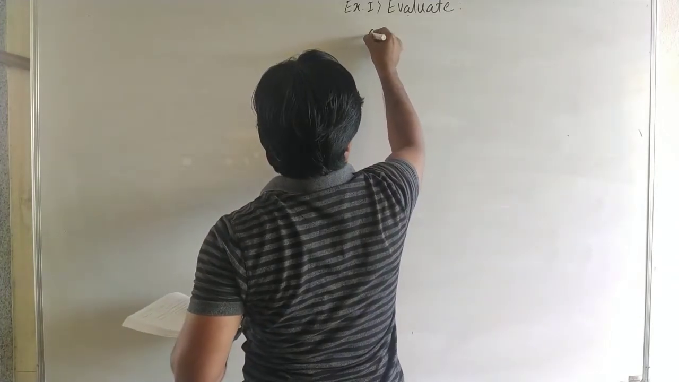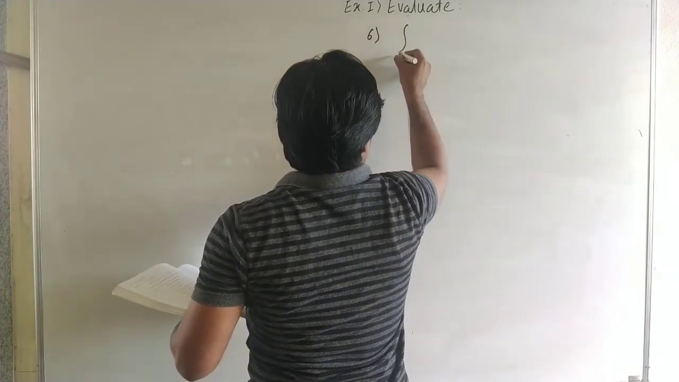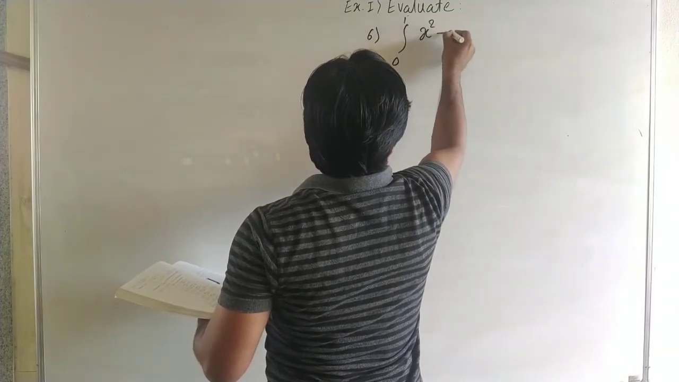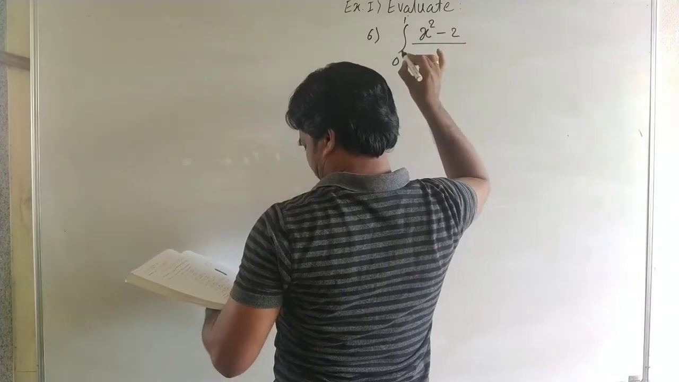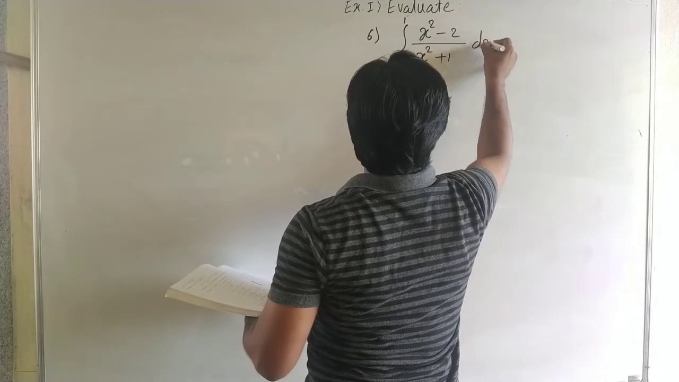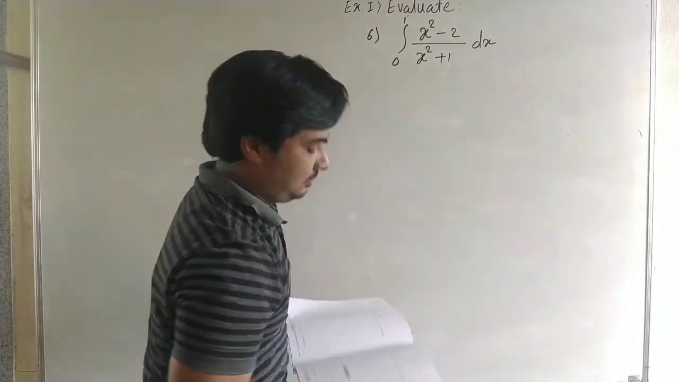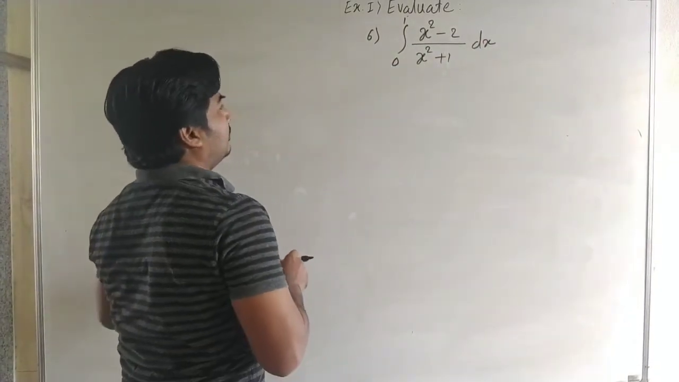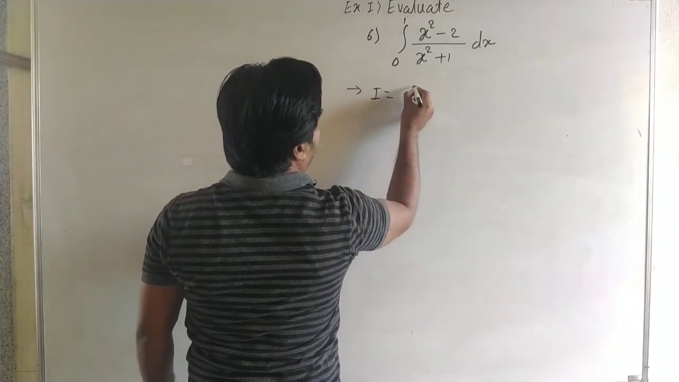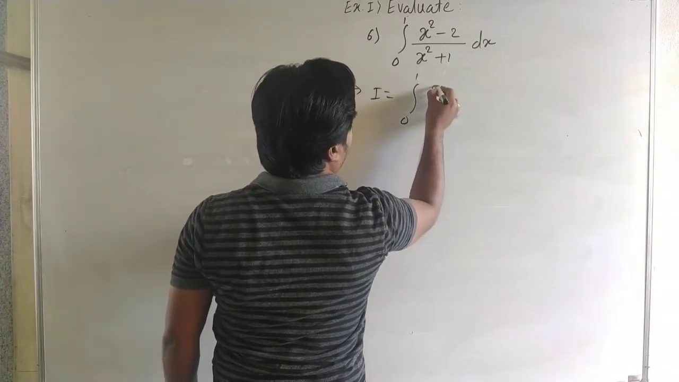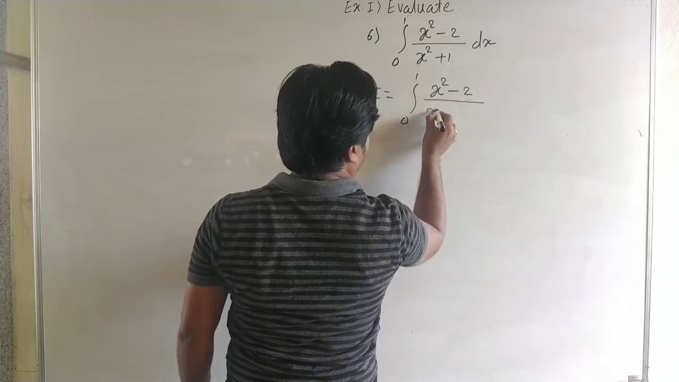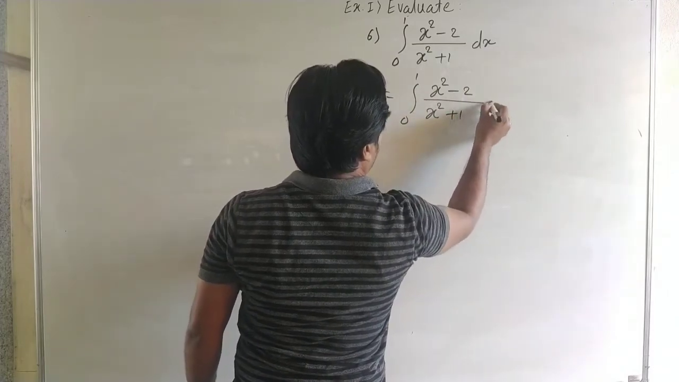Example number 6. Integral 0 to 1, x square minus 2 upon x square plus 1 dx. Now integral is equal to integral 0 to 1, it is x square minus 2 upon x square plus 1 dx.